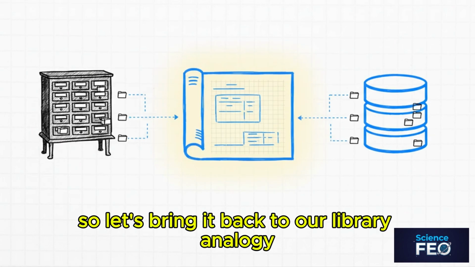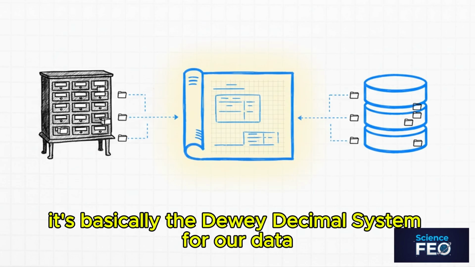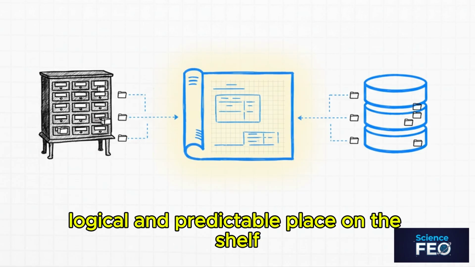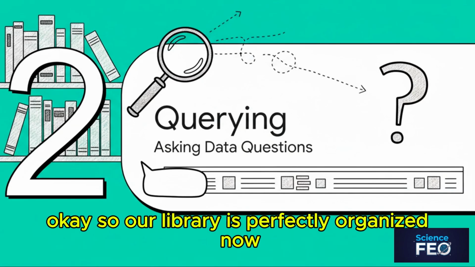So let's bring it back to our library analogy. This diagram, it's basically the Dewey Decimal System for our data. It's the master plan that makes sure every single fact has its own specific, logical, and predictable place on the shelf. No more chaos.